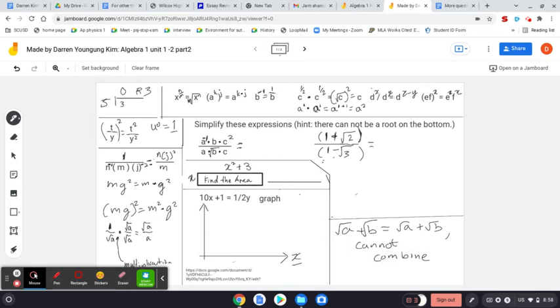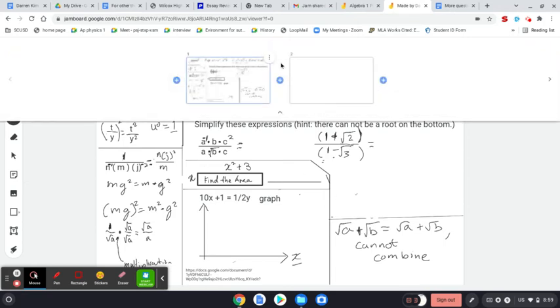Some students do that, and they get screwed over. Actually, I was one of those students that got screwed over, and I remember what the teacher said. It was so embarrassing.